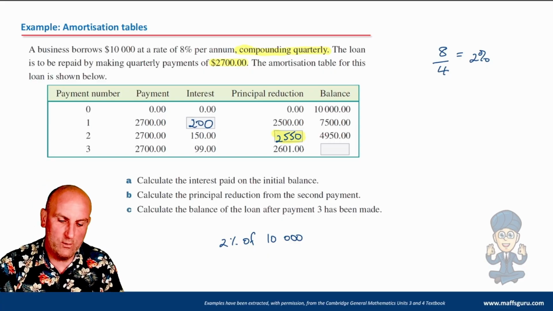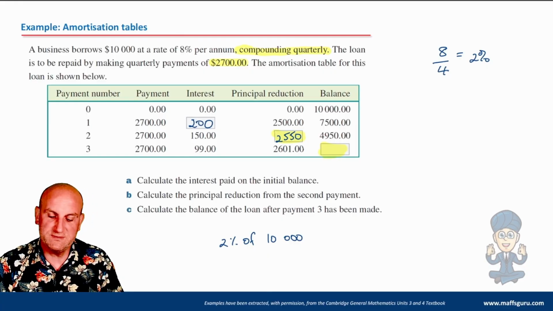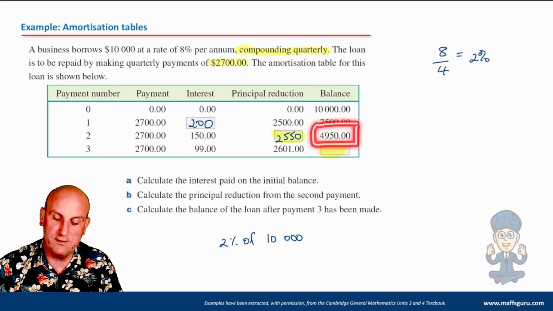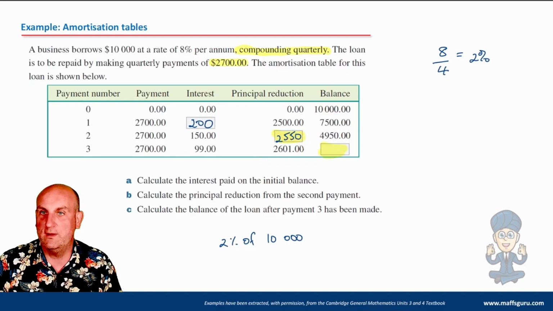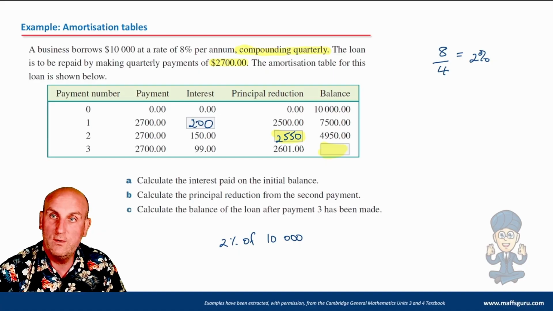So can I now work out the final balance here? Well, absolutely. In fact, there's only one way to do it, because in this situation, you would have to do the previous balance of 4,950 minus my principal reduction. I don't think there's a quicker way of doing it off the top of my head. So again, let's do that. 4,950.